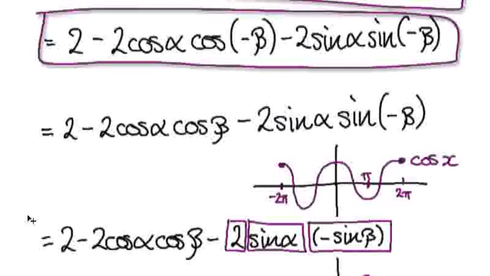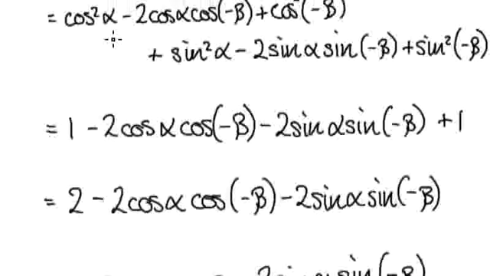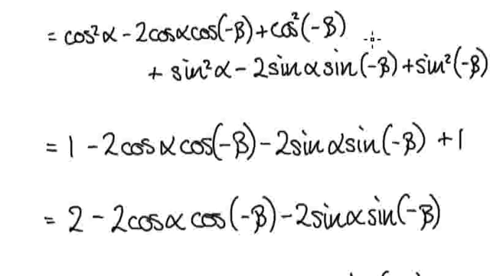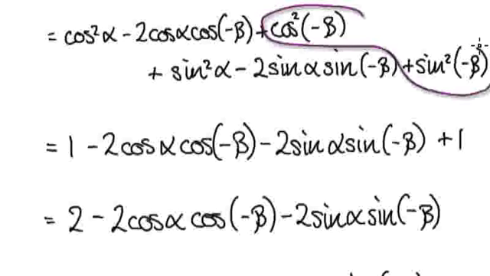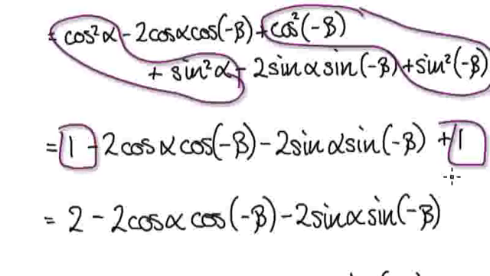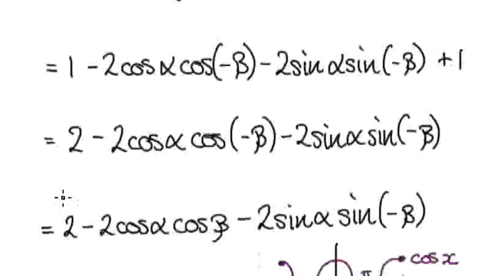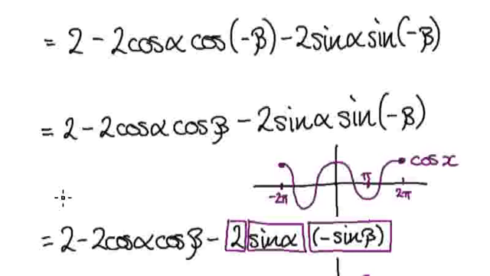Hang on, let me think. Sorry, I'm going back a few steps here. Combine these two and it will give you 1. Combine these two here and it will give you this one here. Merge these two together to give you this 2. So now that will take us to here.